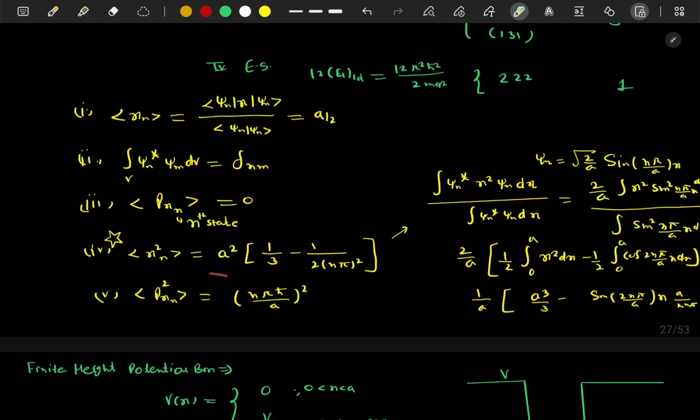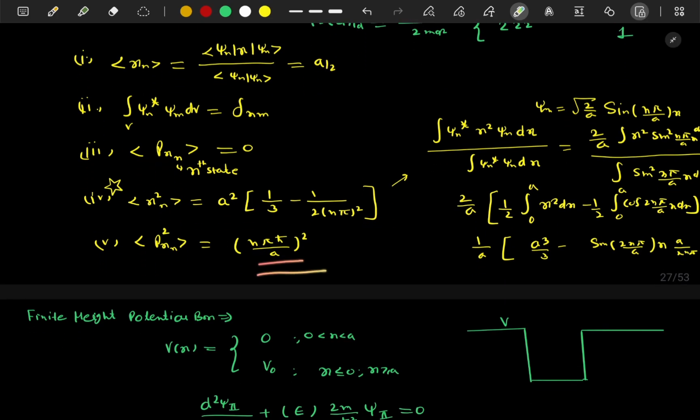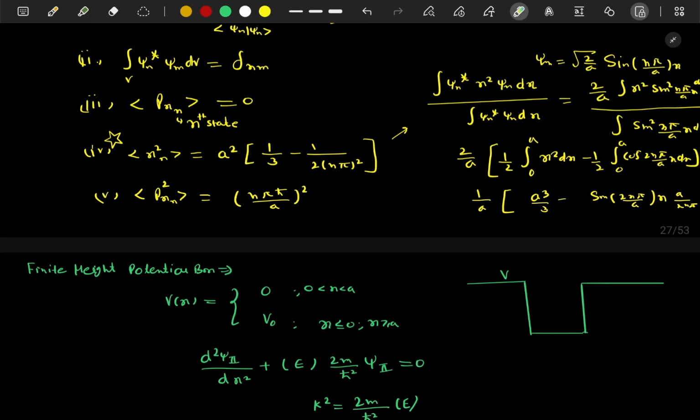Just remember, expectation value for the particle inside a 3D box, and the expectation value of x square will be a square times (1 by 3 minus 1 by 2 n square π square). And if we calculate the expectation value of the square of the momentum, it will be (nπh-cross by a) square. Just remember these values, he may ask you in the exam.